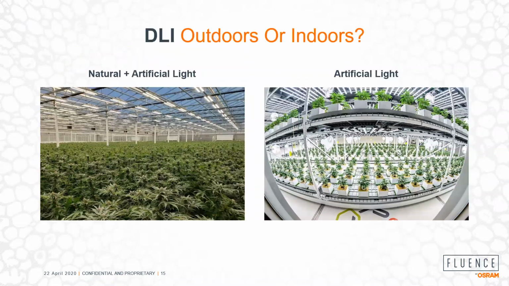So some of you may be asking, what's the difference in calculating DLI outdoors and indoors? And is this important? Well, there is a big difference. And in a greenhouse setting, we have a baseline photon level that comes from the sun, right?